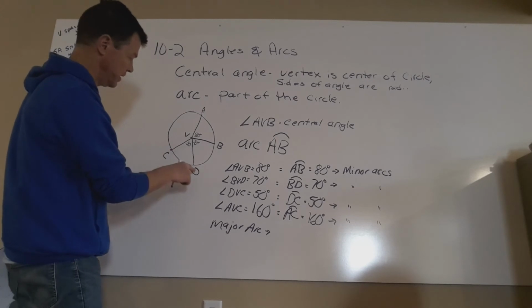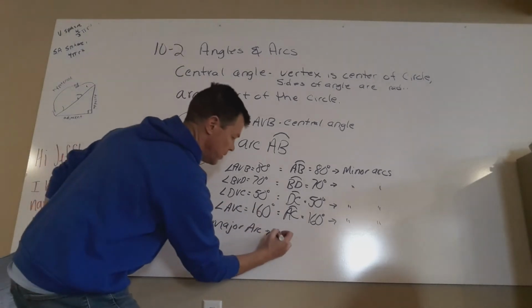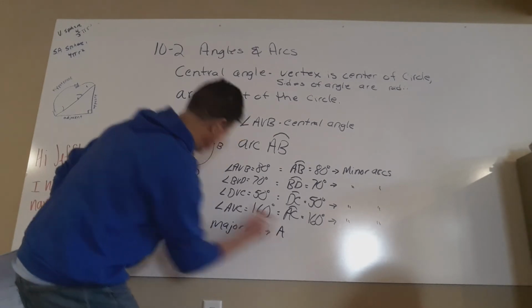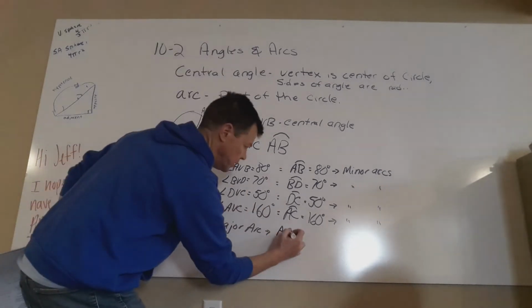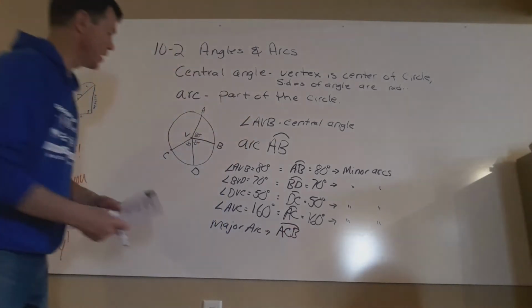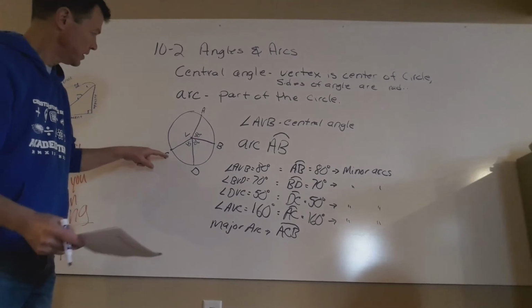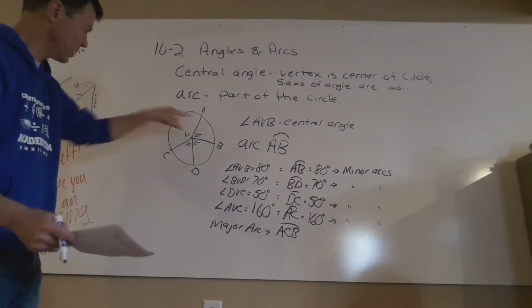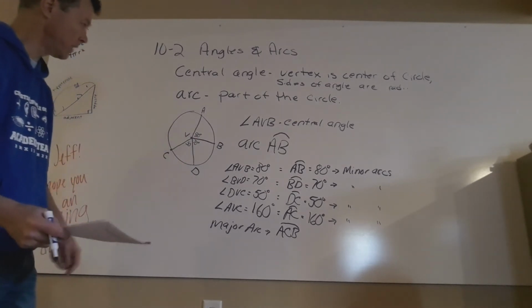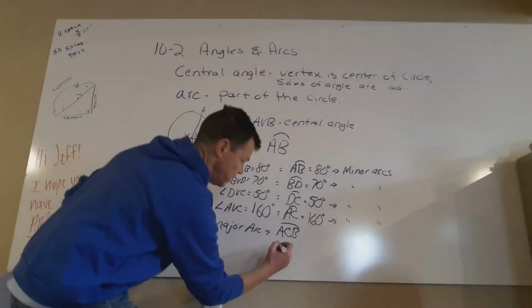ACD, or you could say even ACB would be a major arc. Okay, that's a major arc. Another major arc would be like BAC. Okay, it's going more than halfway around. BAC would be also a major arc.